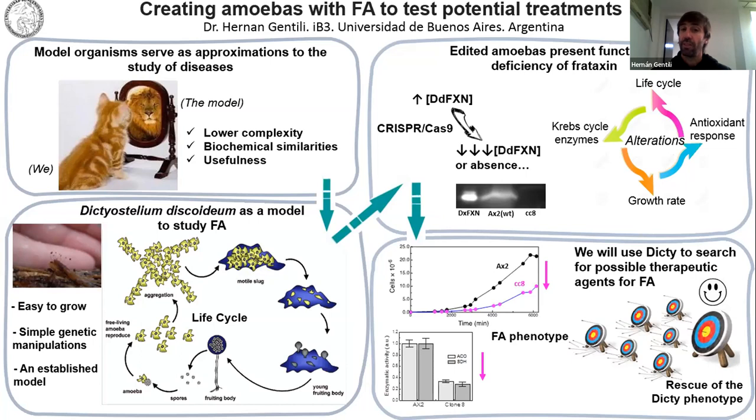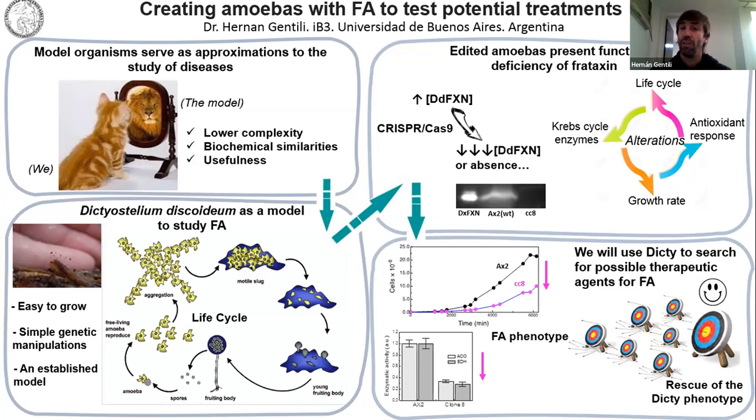The amoebas with frataxin mutated will allow us to evaluate many chemical compounds and proteins. Our system will allow us to make a lot of repetitions until the target is hit, increasing the chances to discover a therapeutic agent for FA.